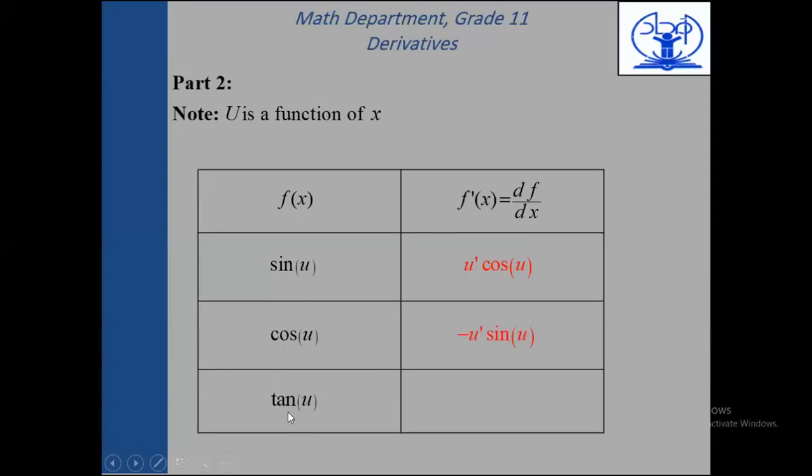The derivative of tangent x, we just explained this, it's 1 plus tangent squared x. So the derivative of tangent u is 1 plus tangent squared u, but multiplied by u prime, or u prime over cosine squared u. It's the same.